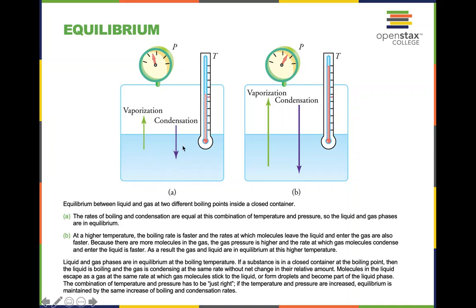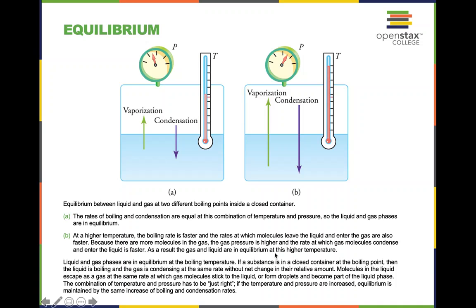So you see here it's at a lower temperature, here it's at a higher. Condensation and vaporization are lower here versus the one in B. Also notice that the pressure here is lower versus the one in B. Liquid and gas phases are in equilibrium at the boiling temperature.